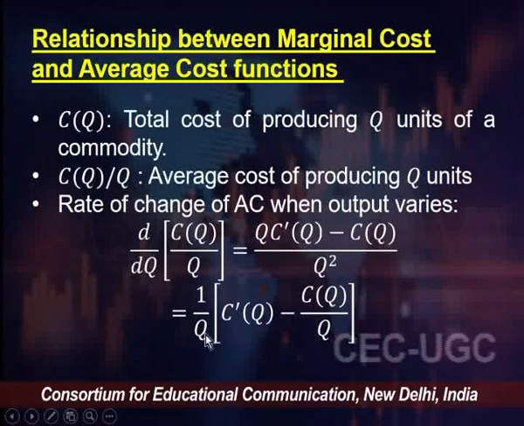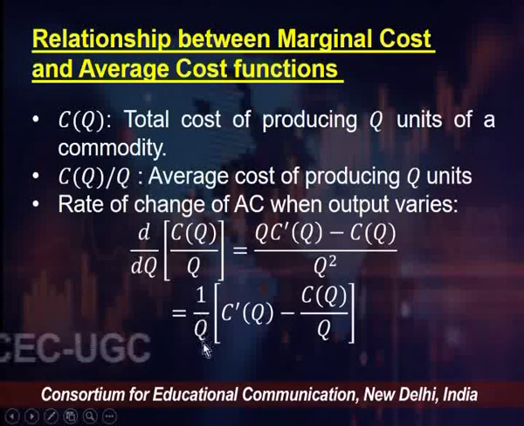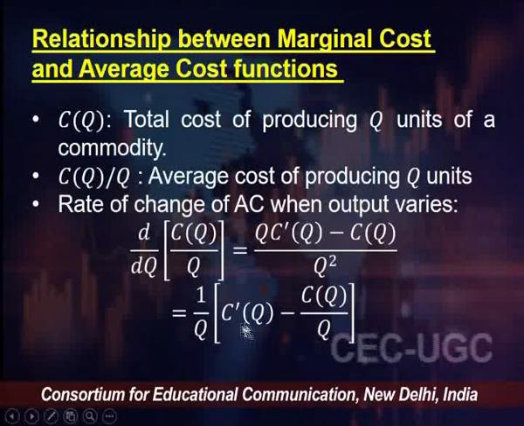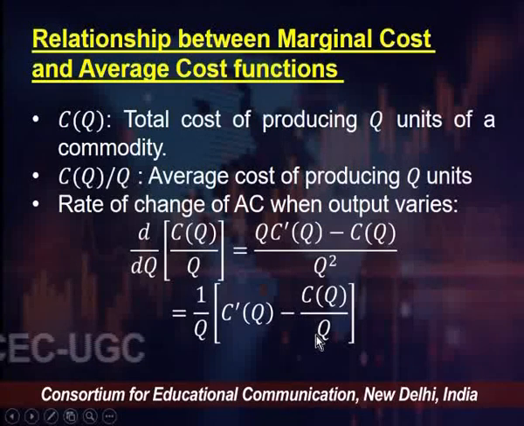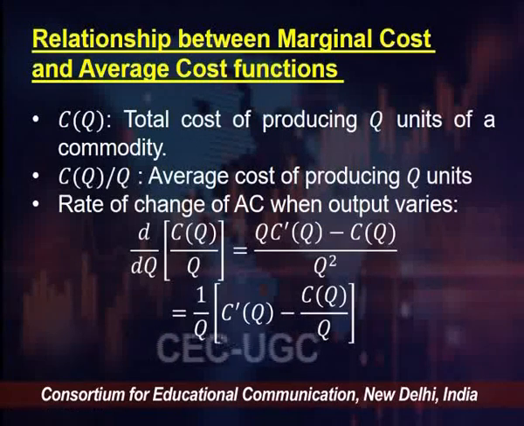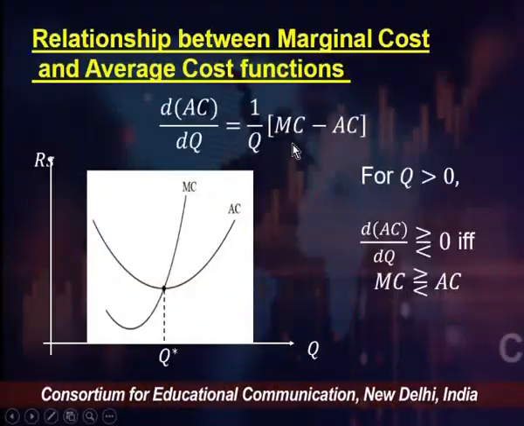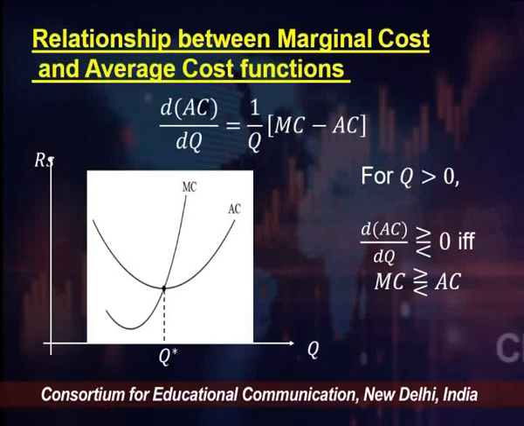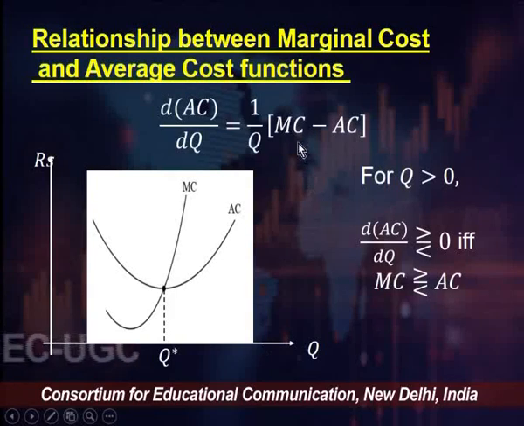So basically, if you notice here, the derivative of average cost with respect to Q is nothing but 1 by Q times the marginal cost minus the average cost, because C prime of Q is nothing but your marginal cost, and C of Q divided by Q is nothing but your average cost. And that is summarized here: the derivative of the average cost with respect to Q is 1 by Q times the marginal cost minus the average cost. Now this is actually a pretty powerful result, and let's examine this in a little more detail.